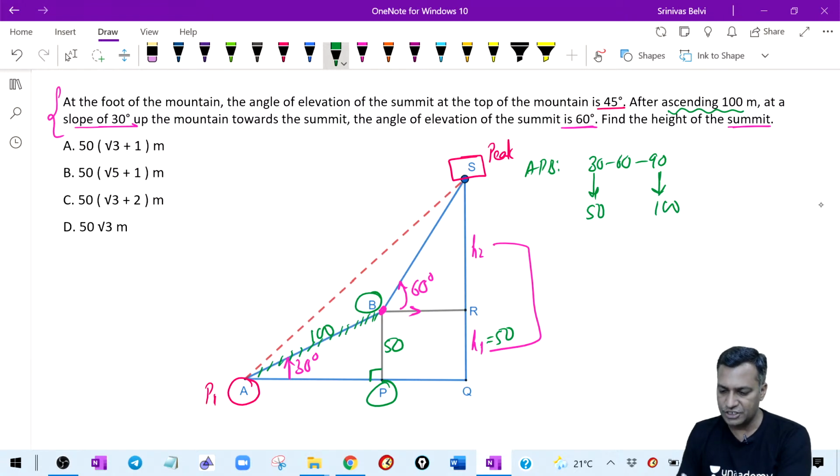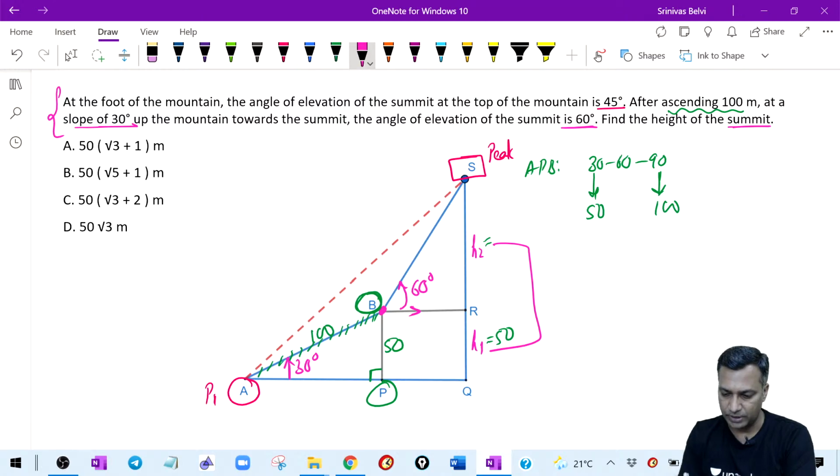Okay, then I shifted to the second position. So here we are, we are at B now. And this particular distance is 50. Now from here, I need to move up further. I need to now find out what my H2 is going to look like. So how do I go about this?